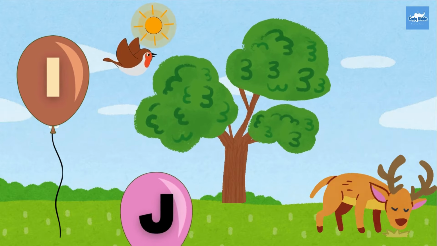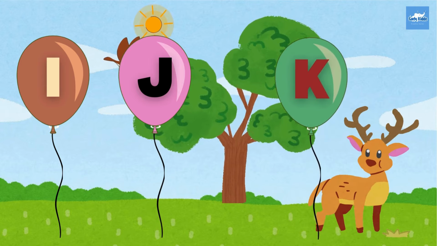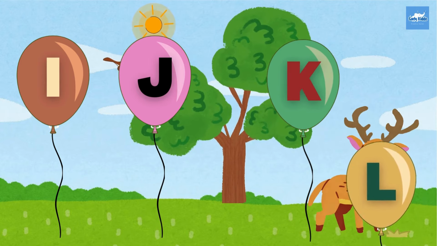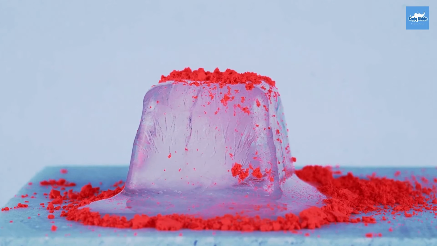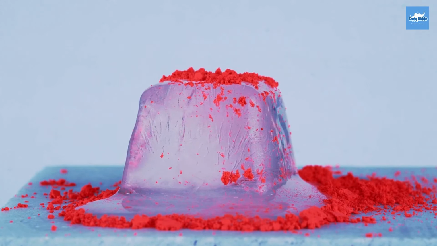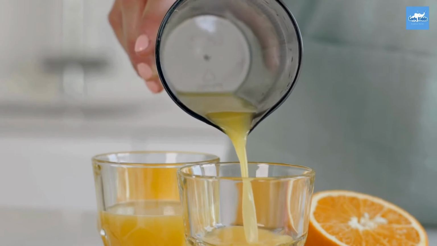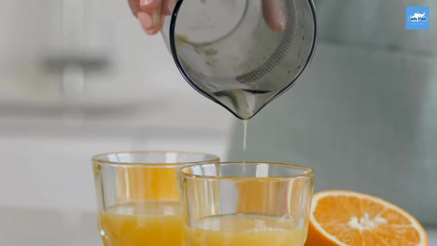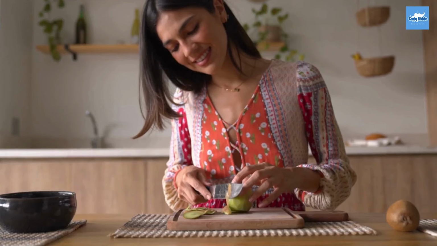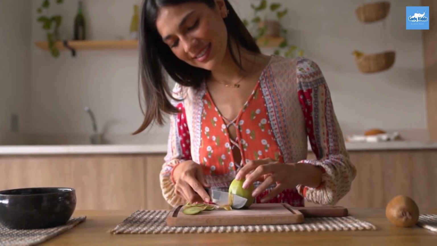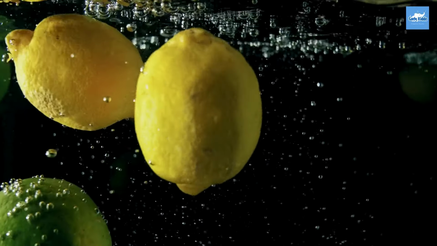I. J. K. L. I for ice. I for ice. J for juice. J for juice. K for kiwi. K for kiwi. L for lemon. L for lemon.